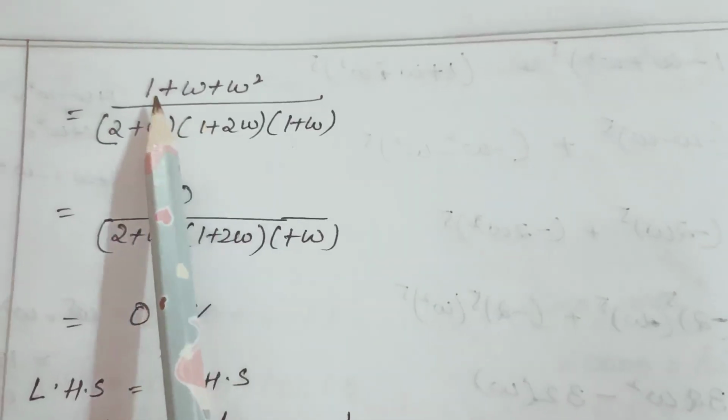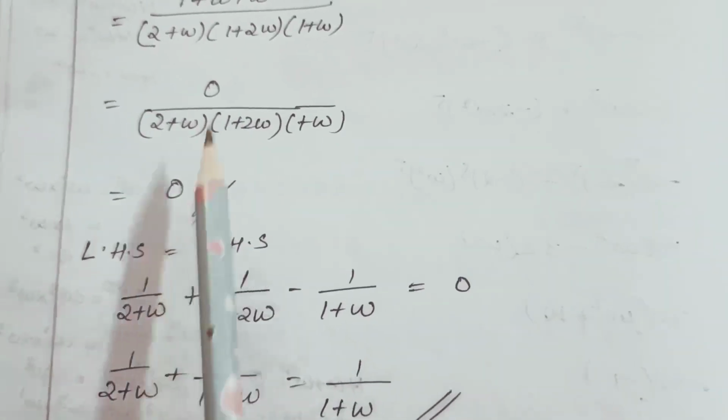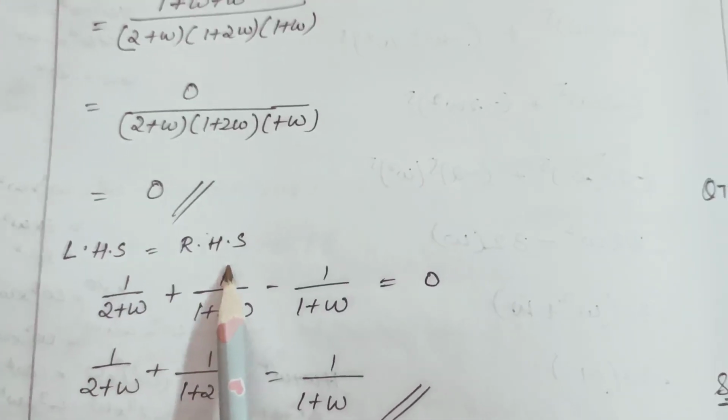We know the identity that 1 plus omega square is minus omega. Omega upon something is... 0 upon something is 0. Okay, therefore LHS is equal to RHS.